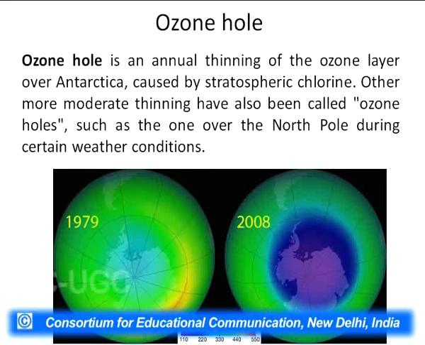In this picture, you can see the thermal image of Antarctica in 1979 and 2008, and it represents the concentration of ozone in Dobson units in these two years. We can see in 2008 the concentration of ozone over Antarctica has significantly been reduced, while in 1979 the situation was not such.